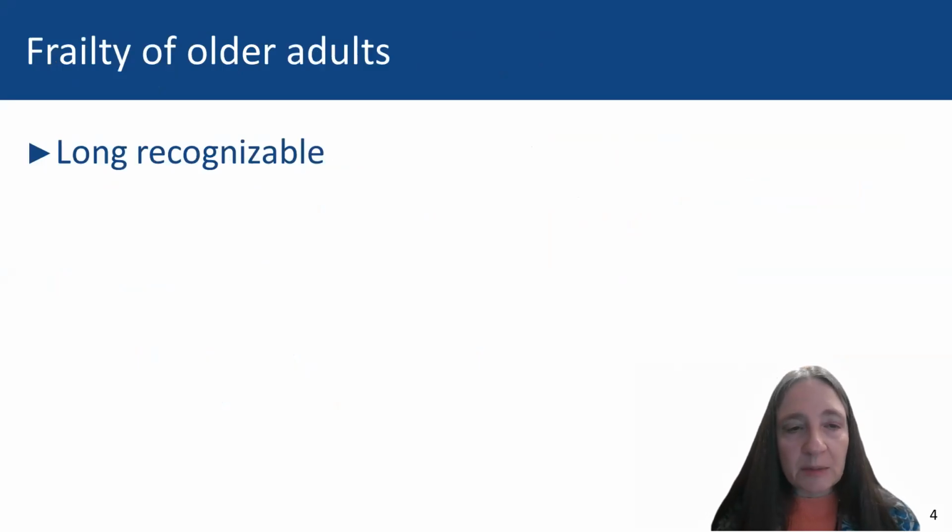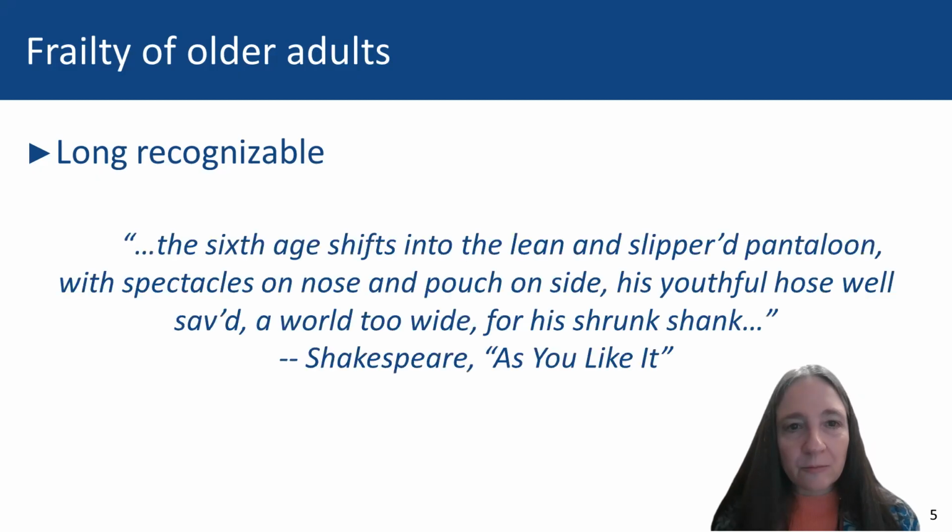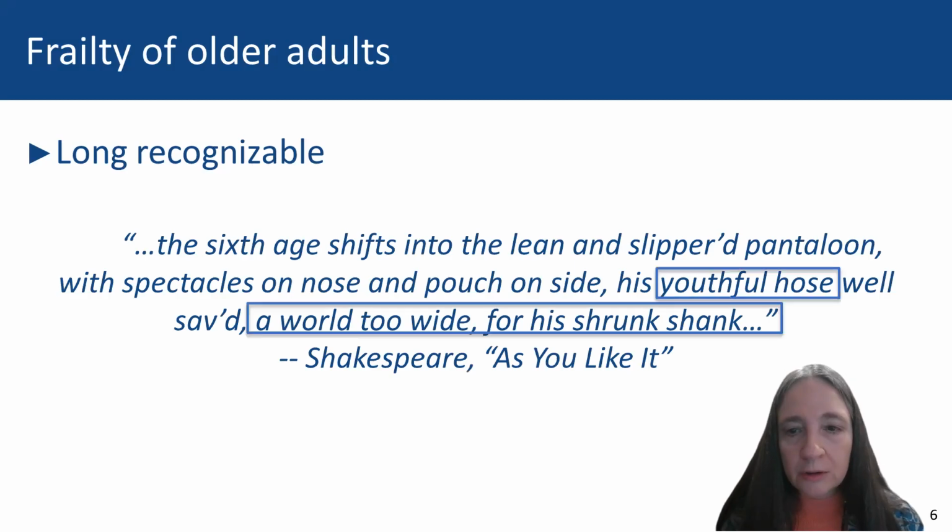Frailty of older adults has been long recognizable. I imagine if I were to ask you to imagine a frail older person, you could do it. 400 years ago, Shakespeare wrote a lovely characterization in As You Like It. You can see describing the sixth age as one that shifts into the lean and slippered pantaloon, spectacles on nose, pouch on side, the man's youthful hose, well saved, becoming a world too wide for his shrunk shank. It's exactly one of the hallmarks of frailty that we recognize today.